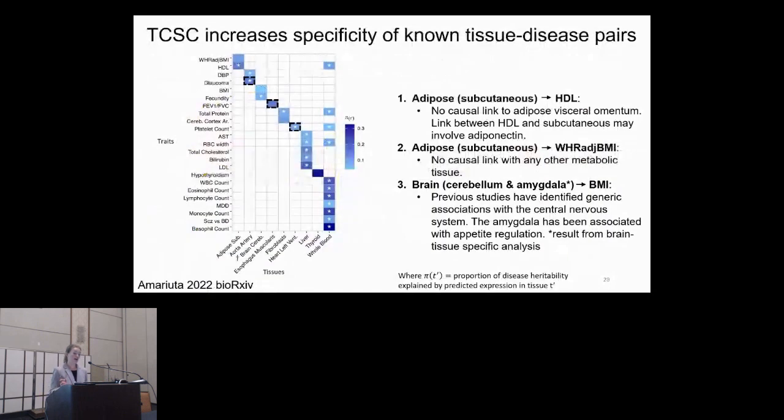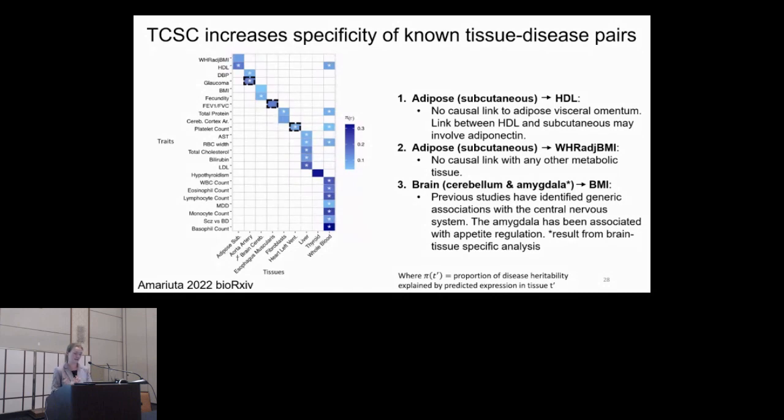Let me go back. So I also made the claim that TCSC was able to increase the specificity of known tissue disease pairs. So what I mean is that in GTEx, for example, there are 3 different types of adipose tissues. There's breast adipose tissue, adipose subcutaneous, and adipose visceral. Specifically for HDL, TCSC was able to say that adipose subcutaneous is the most likely causal adipose tissue and did not find any causal signal from the other 2 types of adipose tissue. And interestingly enough, it seems like maybe it has something to do with a mechanism involving adiponectin based on a literature search. But again, these are only computational results and would require further validation to put more confidence behind them.